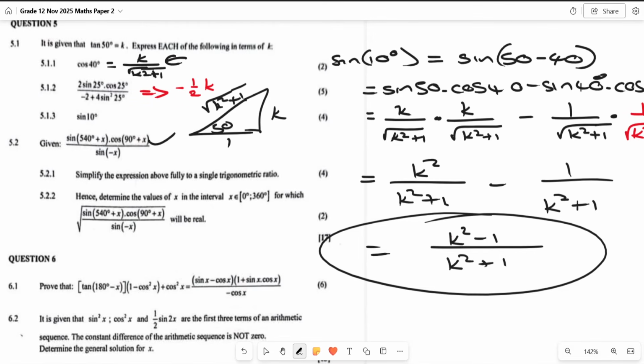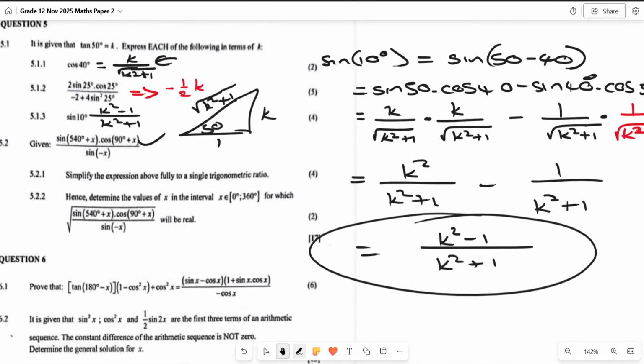I don't understand why this question was 4 marks. It was supposed to be 5, and the top one was supposed to be 4. So k squared minus 1 over k squared plus 1. I can see this paper was fun. So moving on.